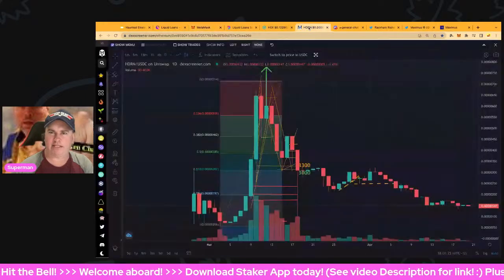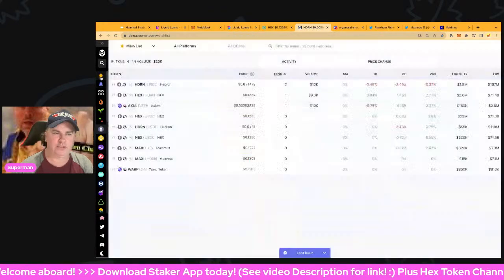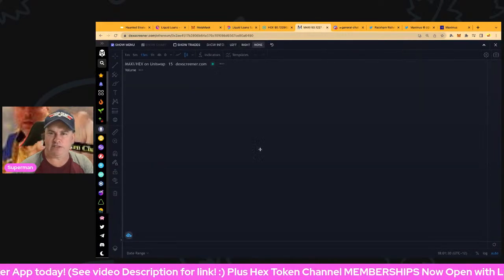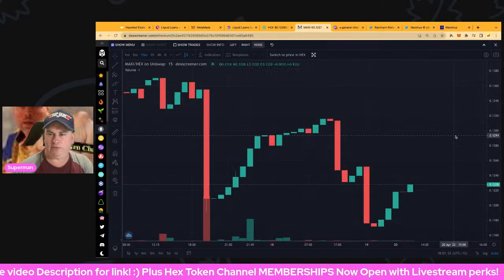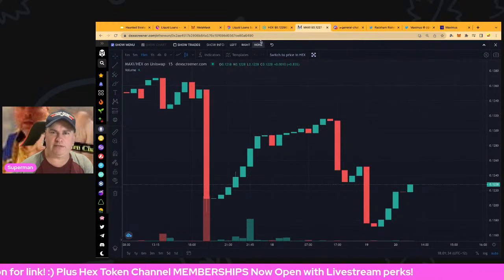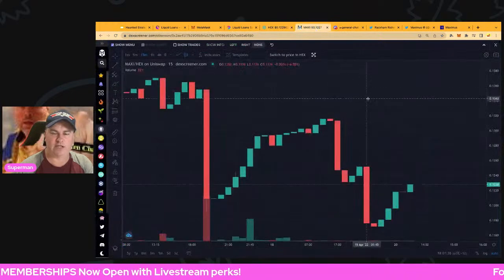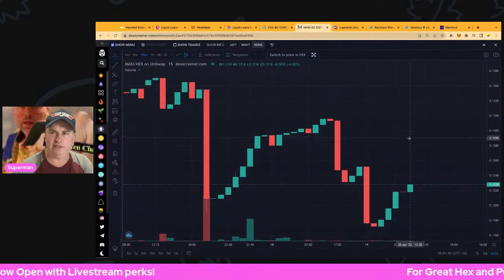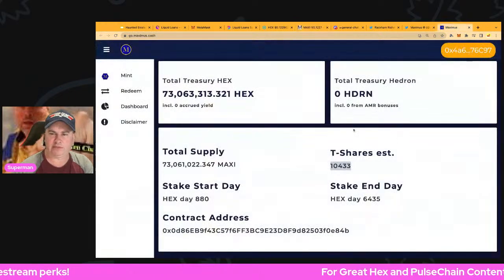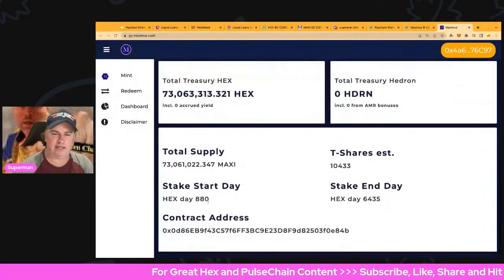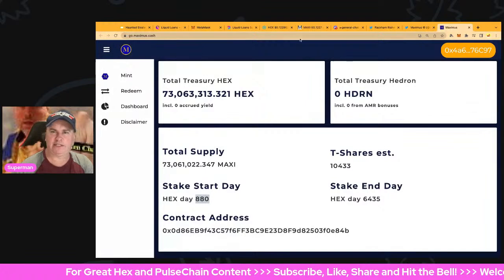Actually, let's go have a look at the Maxi price at the moment. We're going to check out the Maxi price and Maxi V3, $620,000 liquidity. Let's see what the price is. 12.28 on Maxi at the moment and 12.29 on Hex. So this is likely to trade one-to-one until the Maximus period is over. Mate, let's see what happens after day 880. Let's see what happens to the price of Maxi.